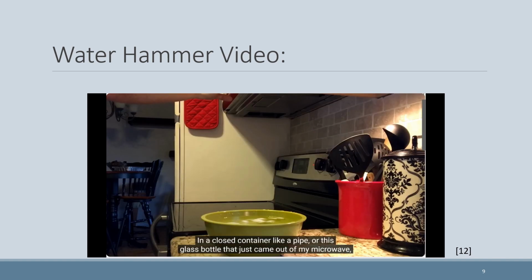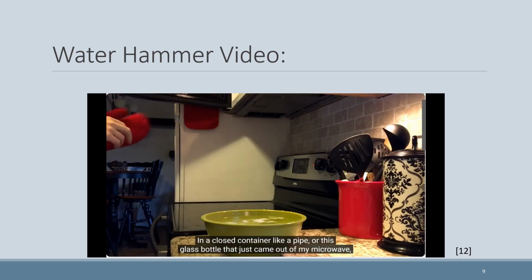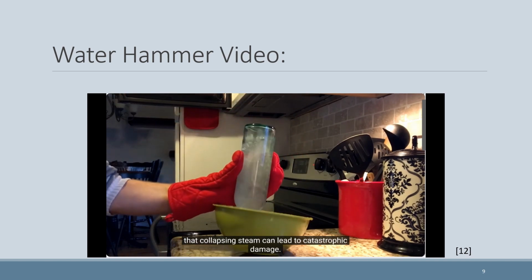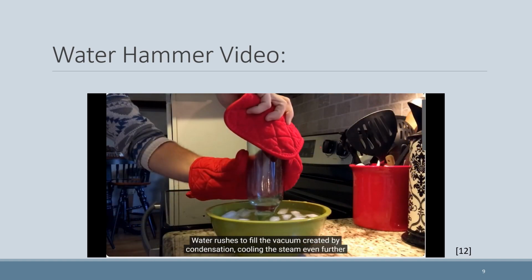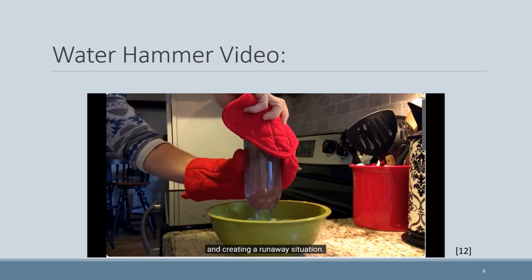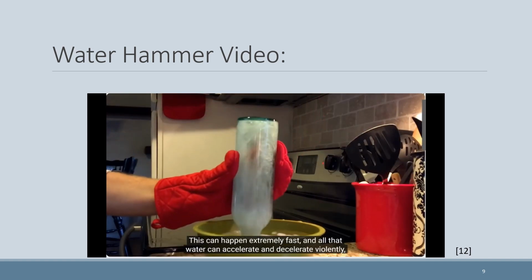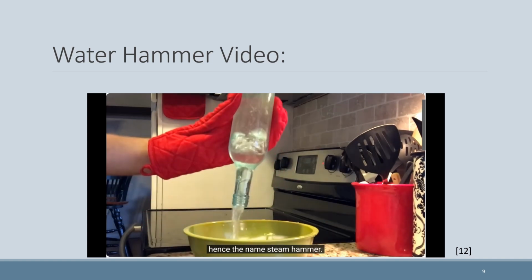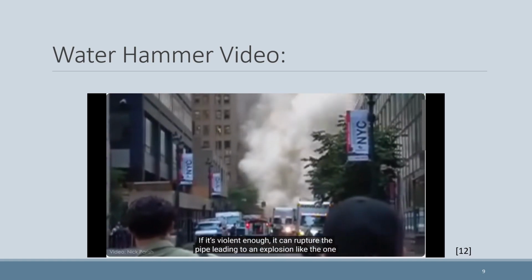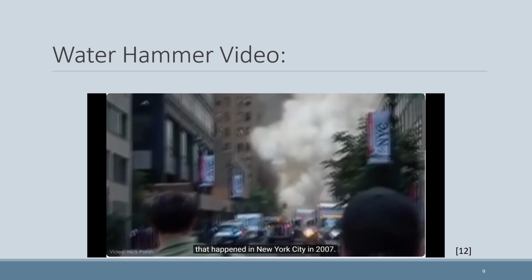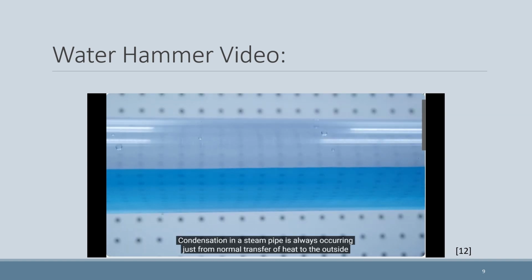In a closed container like a pipe or this glass bottle that just came out of my microwave, that collapsing steam can lead to catastrophic damage. Water rushes to fill the vacuum created by condensation, cooling the steam even further and creating a runaway situation. This can happen extremely fast, and all that water can accelerate and decelerate violently, hence the name steam hammer. If it's violent enough, it can rupture the pipe, leading to an explosion like the one that happened in New York City in 2007.